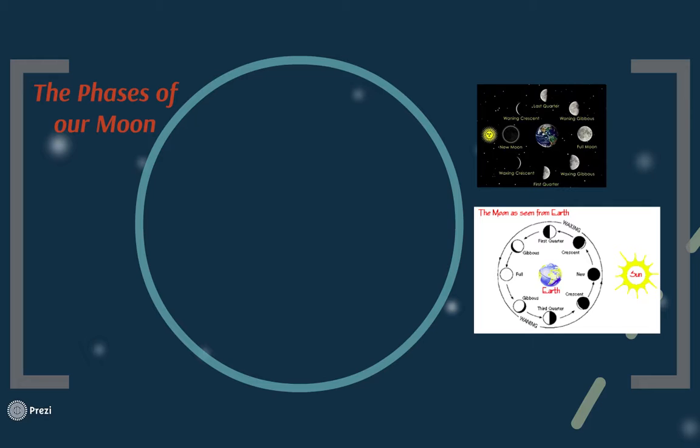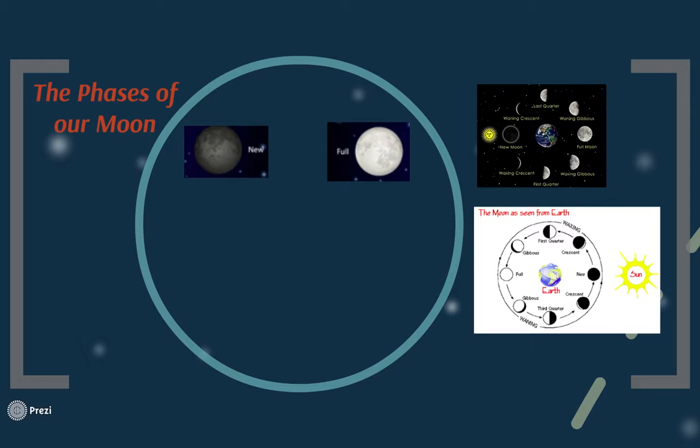Our moon goes through a lot of different phases. These phases have been named. The new moon is positioned between the earth and the sun. It's where you can't see the moon at all. The full moon, the entire moon can be seen. The earth, moon, and sun are in alignment.